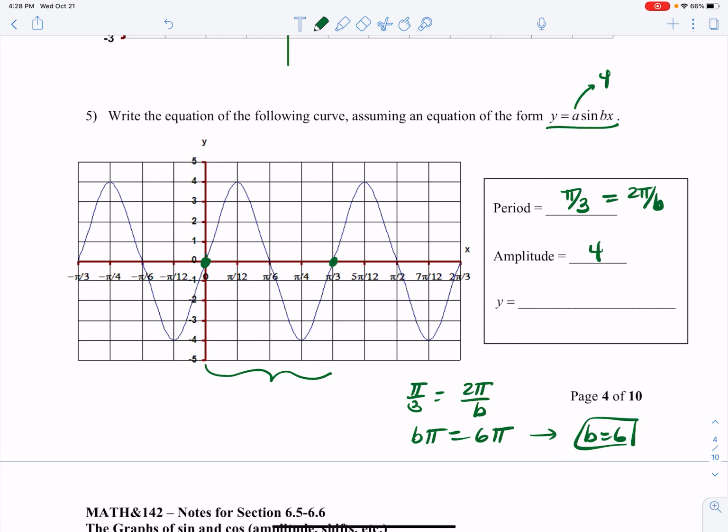So what is my equation? I know that A is 4, so that's 4 sine, and I know that B is 6, so 6x. And there's the equation of the curve.